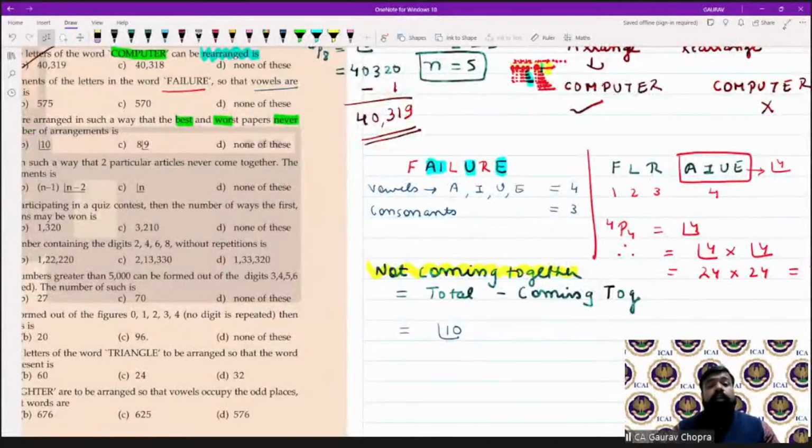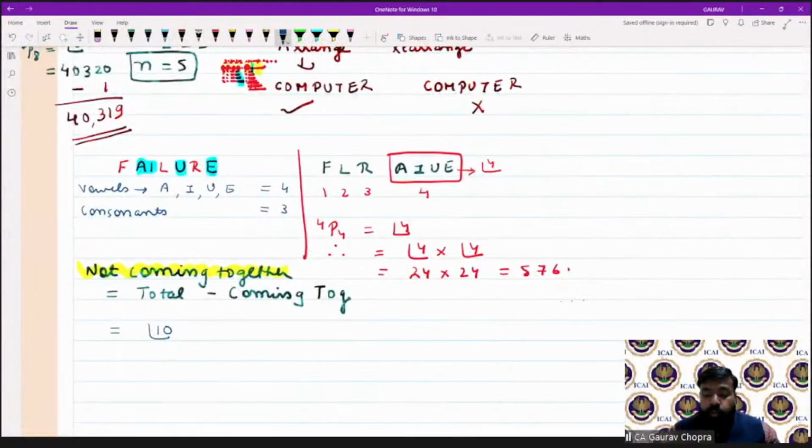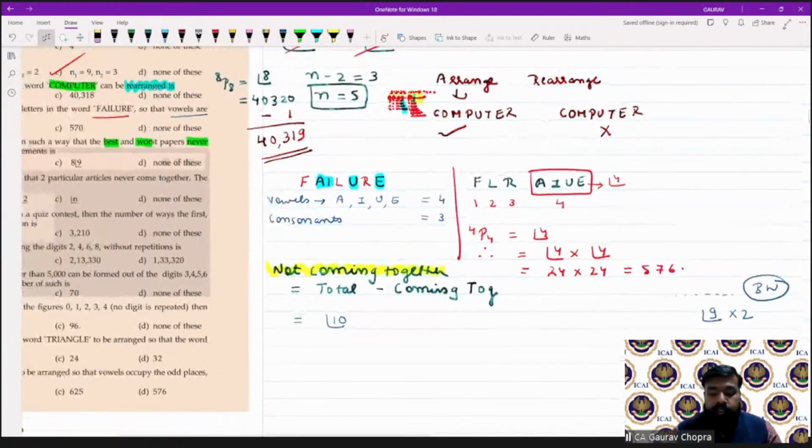Now the thing is not coming together. So we have to find coming together first. Best and worst are coming together, so out of those 10, we have to tie them. So overall, there will be 9 count. All these 9 will be arranged in factorial 9 ways, and these 2 can be rearranged in factorial 2 ways. So we can solve this and get the result. So minus coming together, it will be factorial 9 into 2.